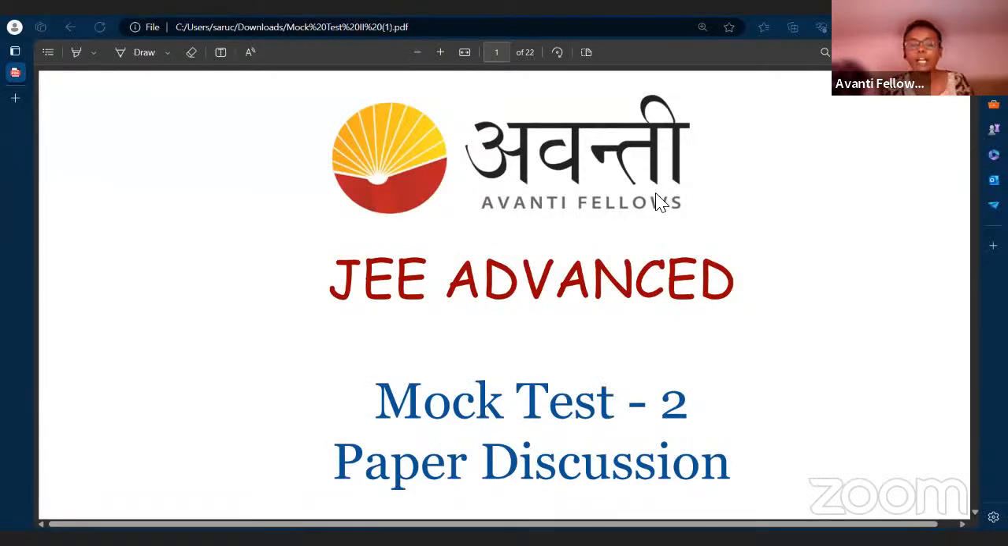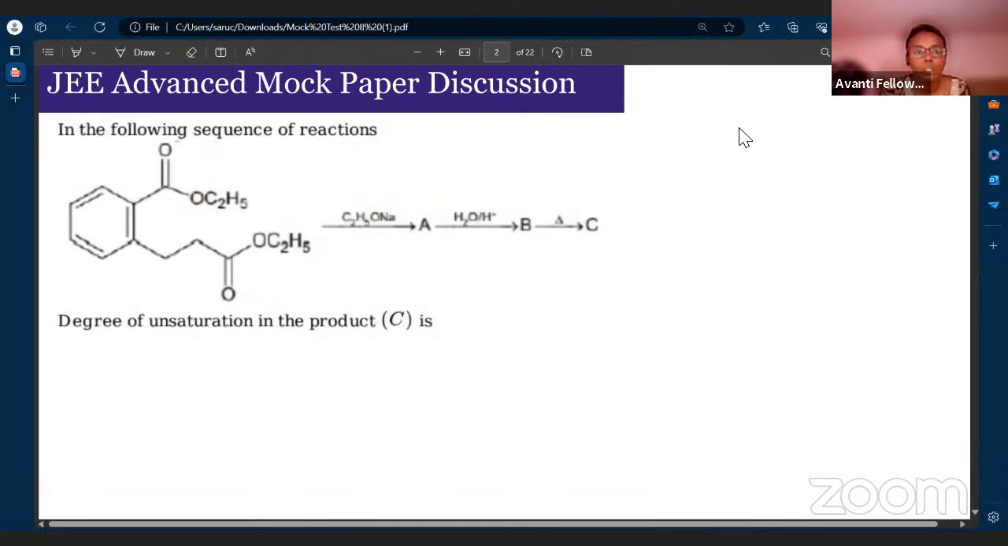Okay, so in today's class, we are going to discuss the mock test 2 paper. Moving to the first question, in the following sequence of reaction, a reaction is given. You have to find out the degree of unsaturation in the product C. First you have to solve the reaction sequence, and then for the product C, we are going to calculate the degree of unsaturation.